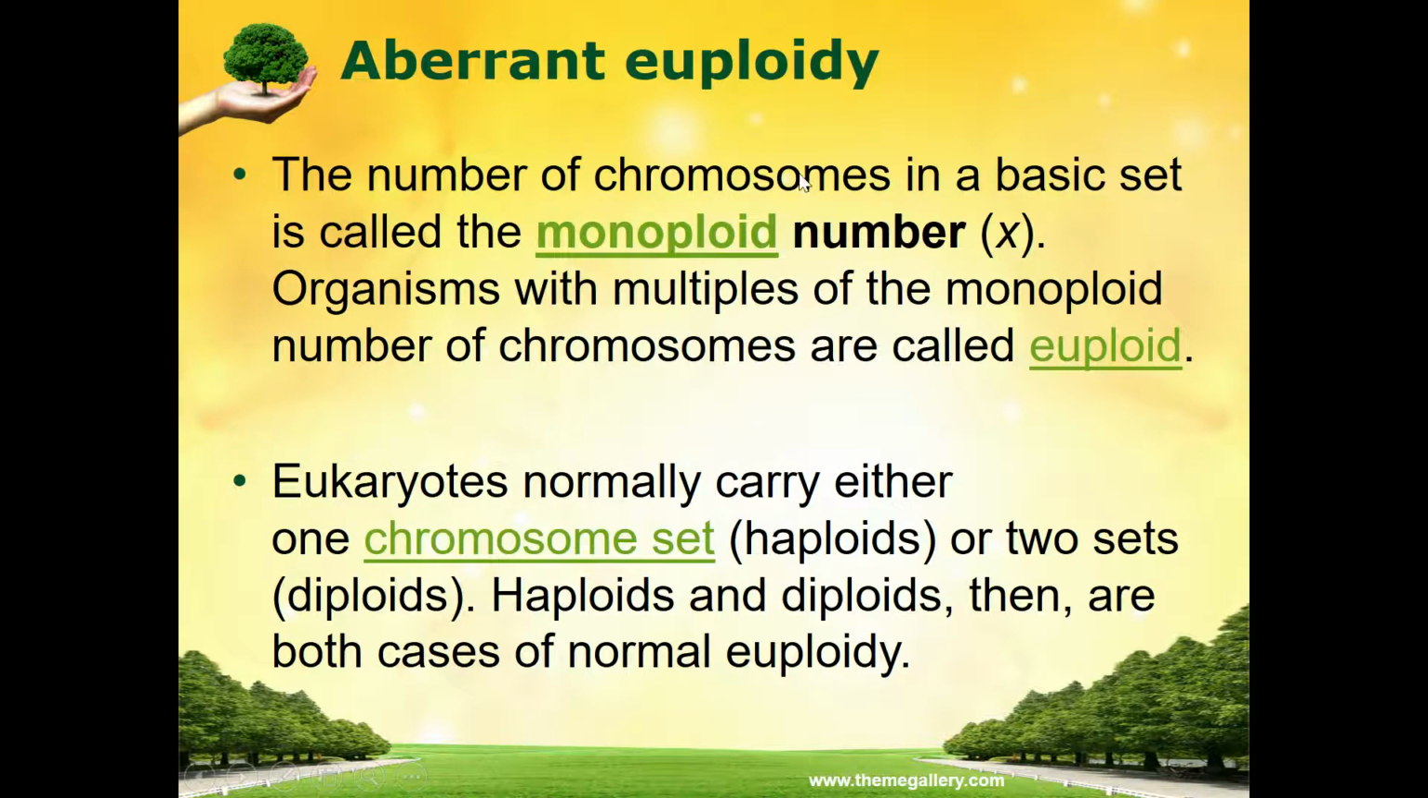The number of chromosomes in a basic set is called the monoploid number, X. Organisms with multiples of the monoploid number of chromosomes are called euploid. Eukaryotes normally carry either one chromosome set, haploids, or two sets, diploids. Haploids and diploids then are both cases of normal euploidy.